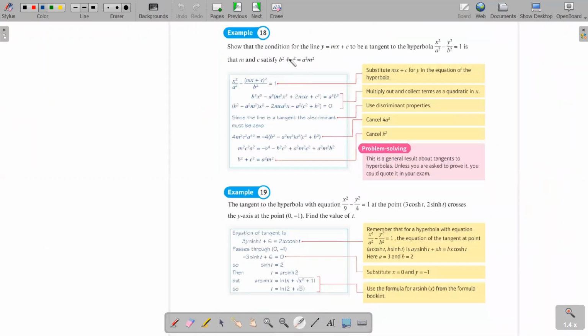will once again go for the condition needed for the line y equal mx plus c to satisfy in order to be a tangent to the hyperbola. Okay, so then they have given you the condition is b square plus c square equal a square m square. In the earlier section also we did a proof similar to this. In the ellipse it was b square plus a square m square equals c square, right? So then they say here, this is a general result about tangents to hyperbolas. Unless you are asked to prove it, you could quote it in your exam. Okay, so unless they have asked you to prove, you could use it.